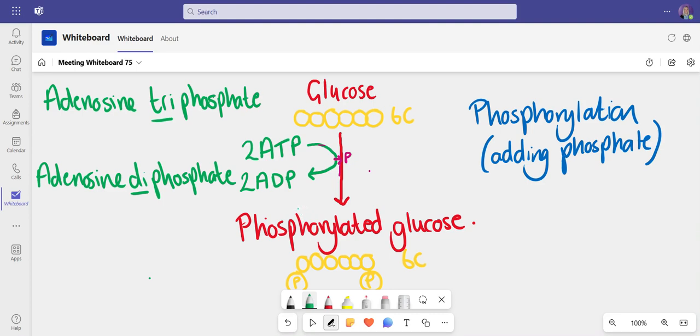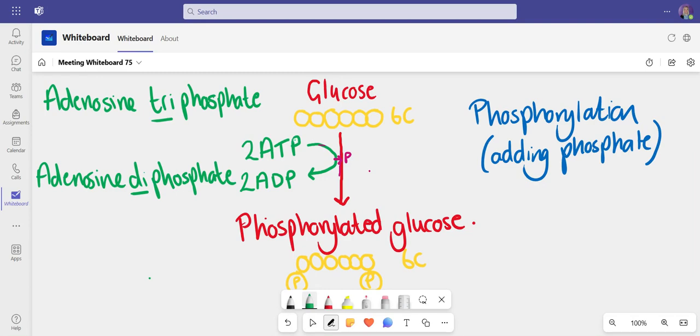So we could say an ATP molecule is hydrolyzed. Hydrolyzed means broken apart. And a phosphate group is released. The phosphate group attaches to the carbon 6 of a glucose molecule to produce glucose 6-phosphate. The enzyme hexokinase catalyzes this reaction.